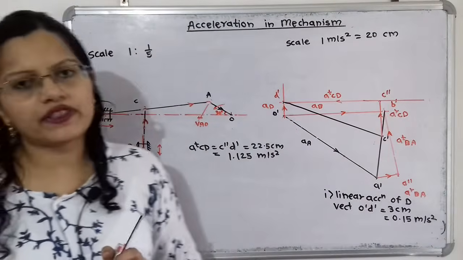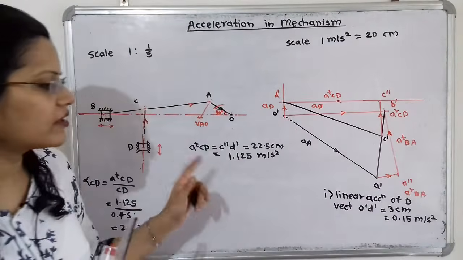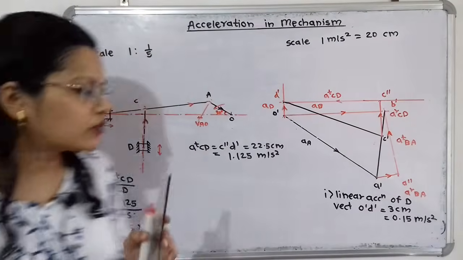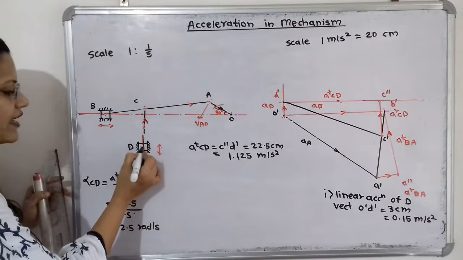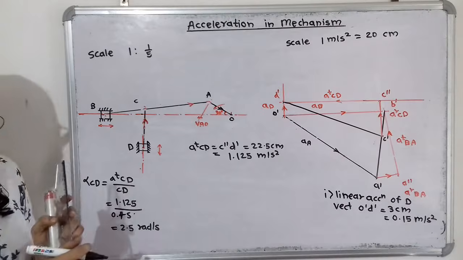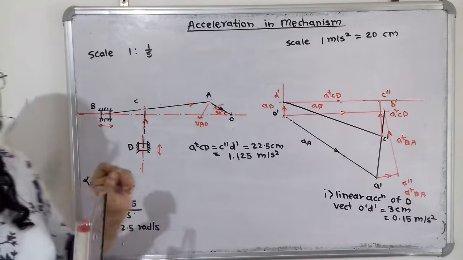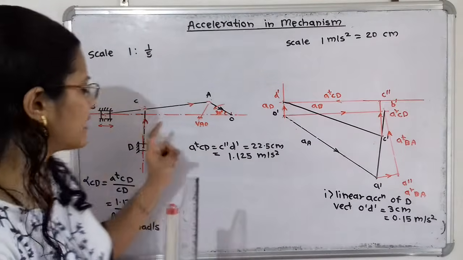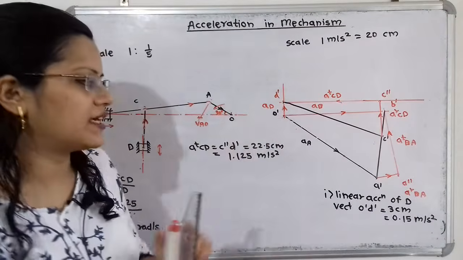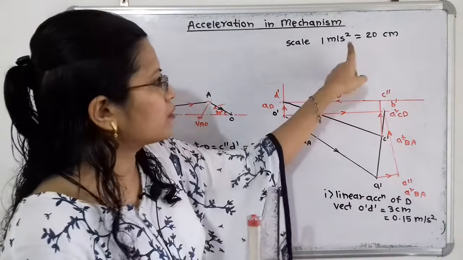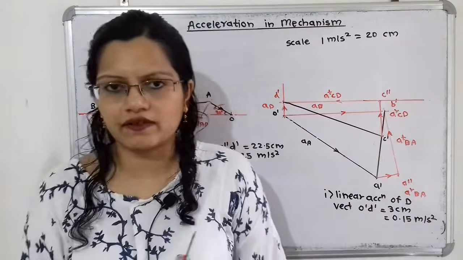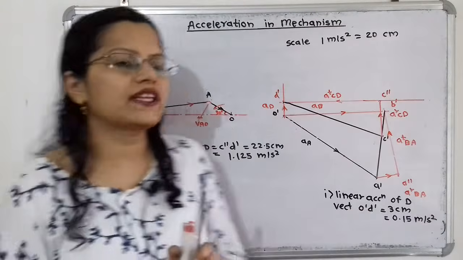Now we will move to the calculation part. So here the first question is the linear acceleration of point D. So linear acceleration means here at D there is the slider which is having motion along the vertical line. So for the linear acceleration of this point D, or the slider at point D, we have to measure this vector O dash D dash. And it is 3 centimeters, so as per scale, which is equal to 0.15 meter per second square. Then we will move to the next question.